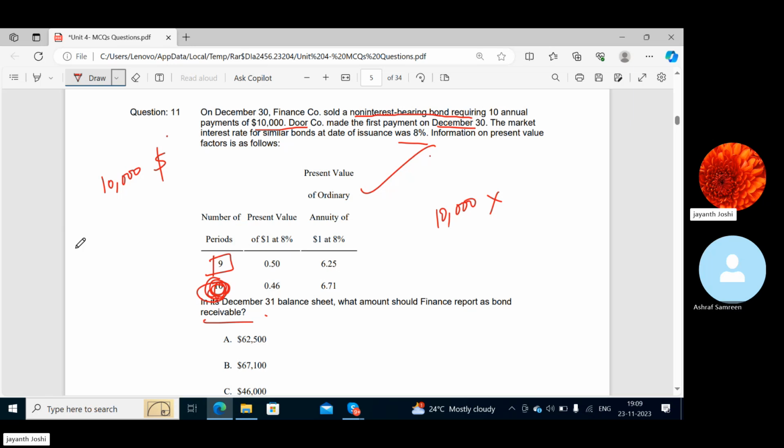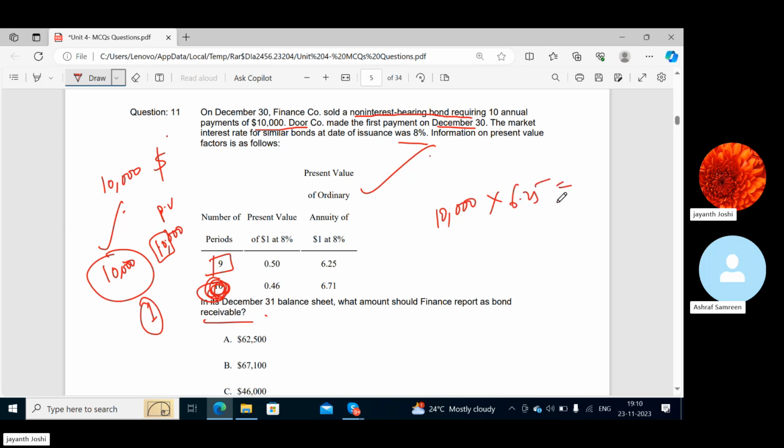Yes, sir. Because the first payment is made at the end of the first year, the present value of that payment is 10,000. Then we have to find the present value for the leftover 9 payments, 9 periods at 10,000. So 10,000 into 6.25, the present value annuity factor at the rate of 8% for 9 years or 9 periods. This is the answer. Shall we move forward? Yes, sir.